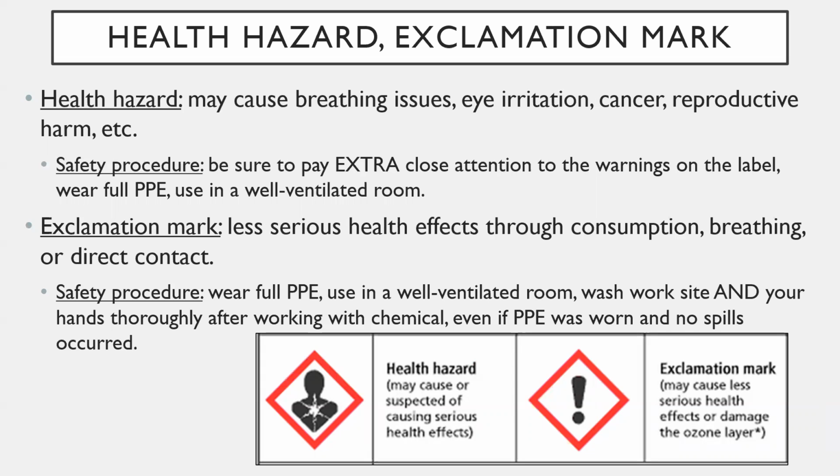A very famous chemical that they used to use in insulation when building homes was something called asbestos. Now, if you work with asbestos too much, you can get some serious respiratory issues. That would qualify under a health hazard. We won't see this one too much, but for safety procedures, just be really careful and pay close attention to the warnings on the label.